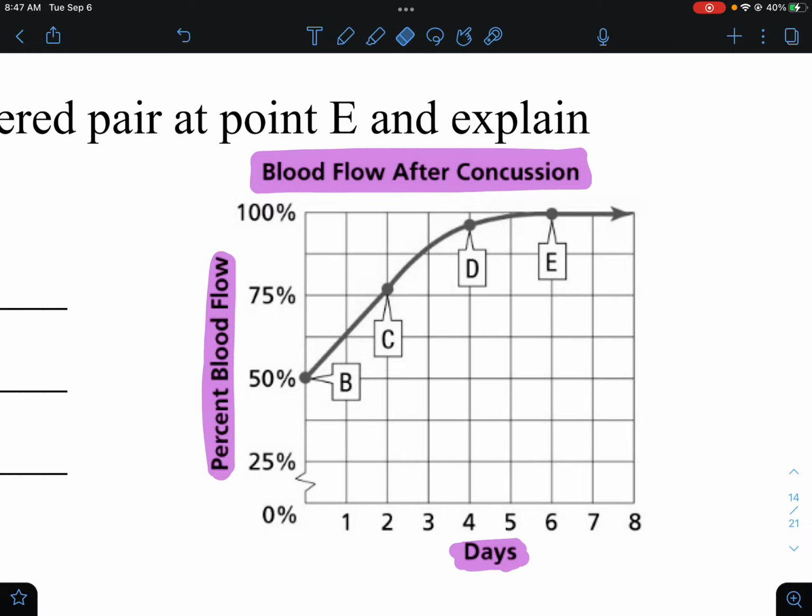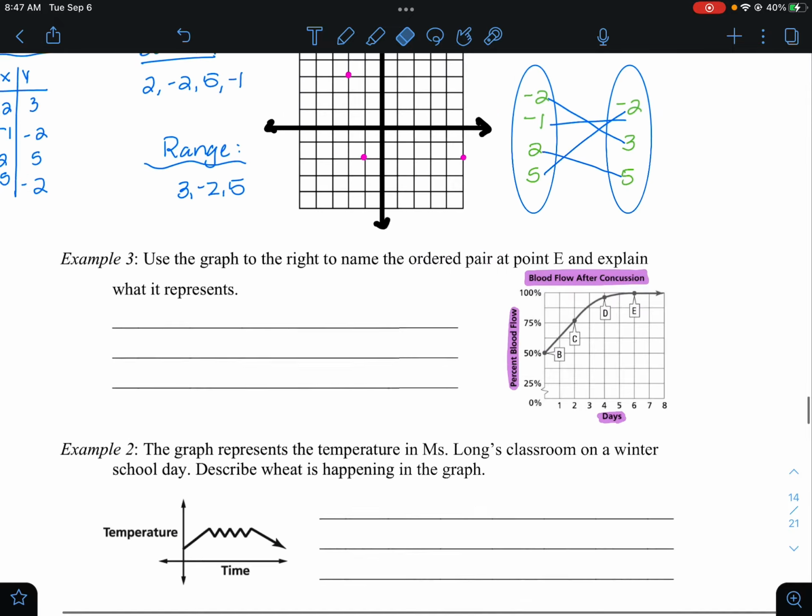So it says name the ordered pair at point E. Okay, so if I'm naming the ordered pair at point E, I'm over at 6 and at 100. So my ordered pair is 6, 100.